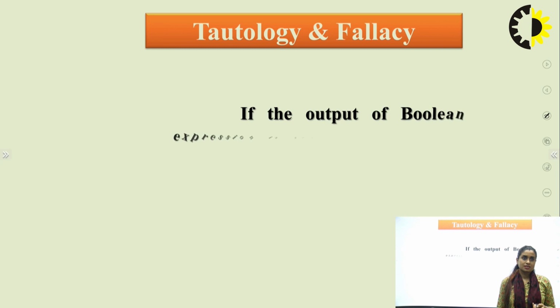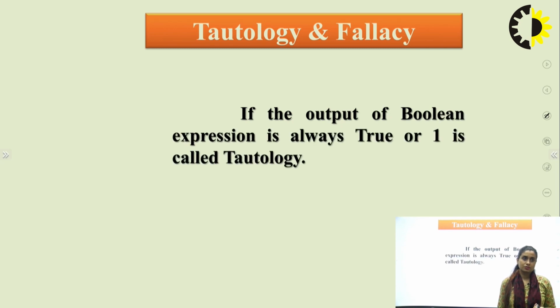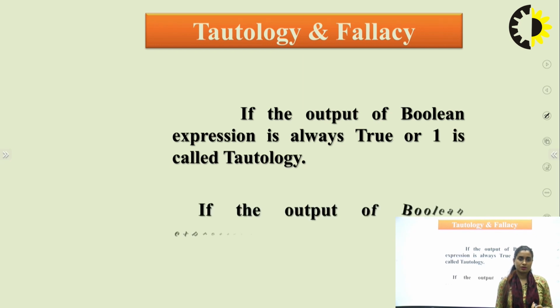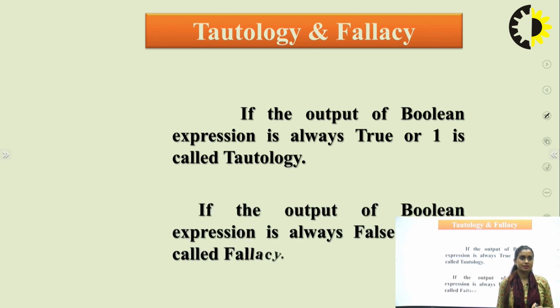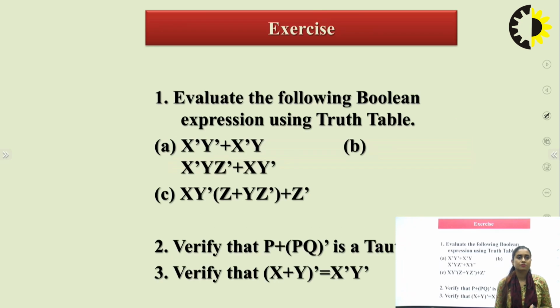What is a tautology? If the output is always true, we call it a tautology, and if it is always false, then we call it a fallacy. These are a few questions that can be practiced.